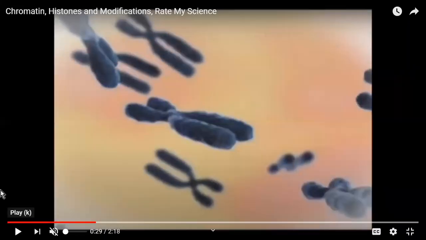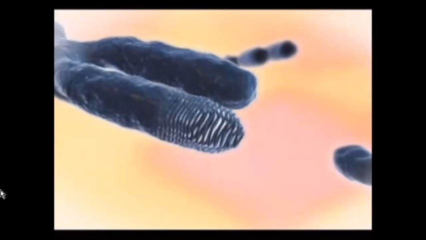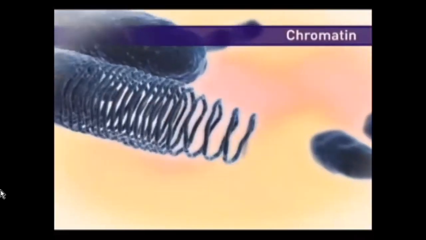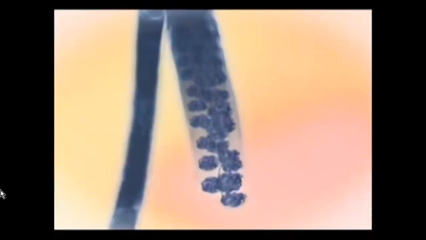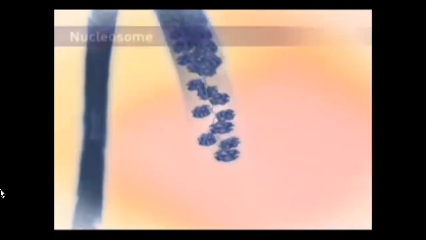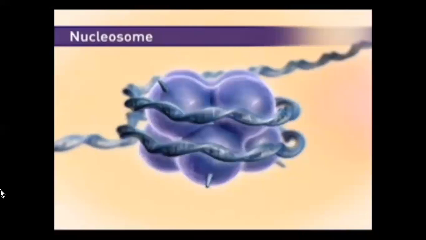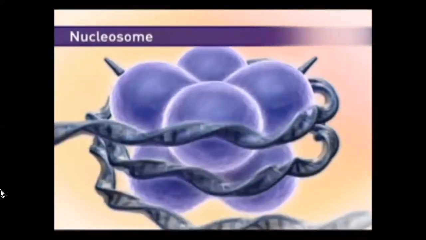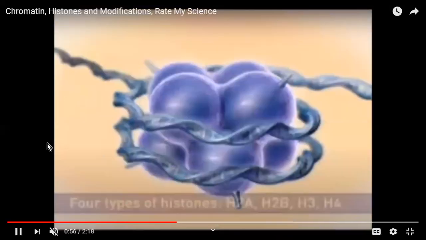All right, so here we've got our chromosome. We've got the DNA all wound up. There's the chromatin. And there's the nucleosomes. Each nucleosome is a complex of 8 histone proteins with DNA wound around it. And the nucleosomes have little tails. You can kind of see them.